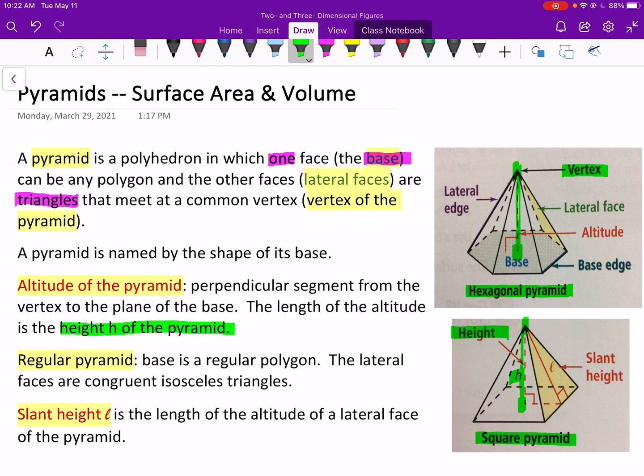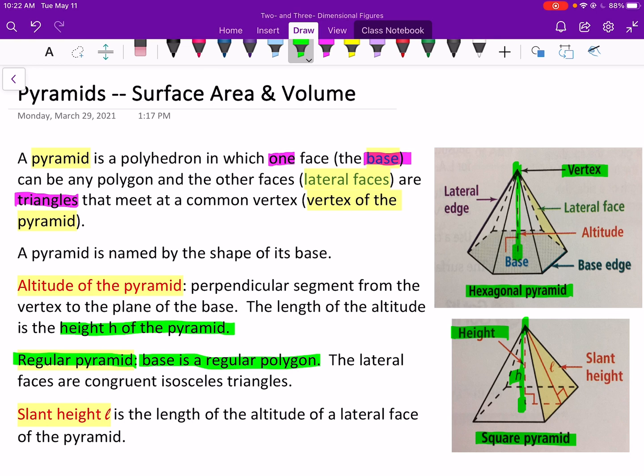If you recall, when we talked about polygons, if a polygon had all its sides the same length, we called it a regular polygon. Well, likewise, a regular pyramid has as a base a regular polygon, which means all the lengths of the sides of that base are the same length. And as far as we're concerned in this class this year, as we introduce you to pyramids, we're only going to be dealing with regular pyramids.